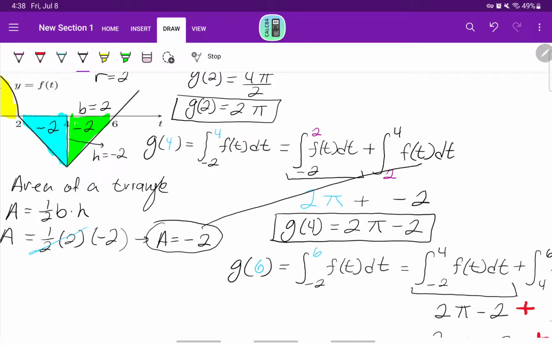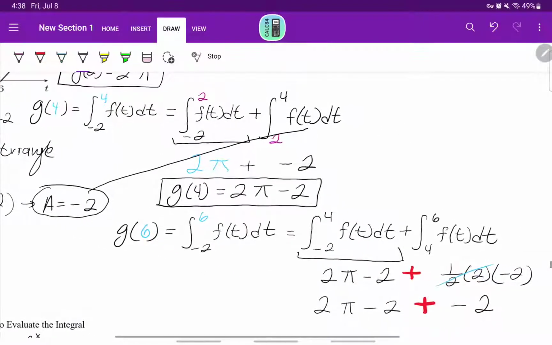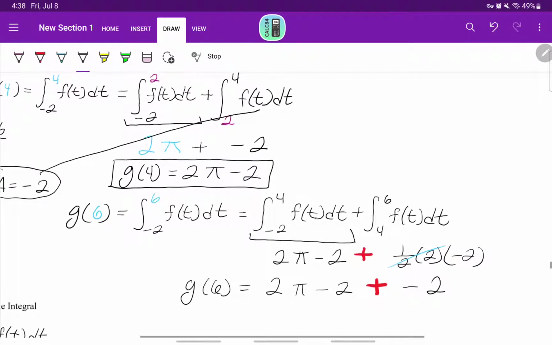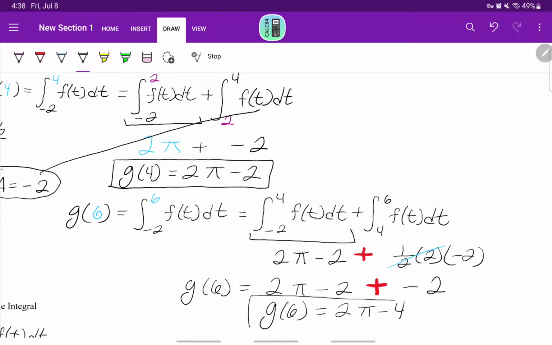So to find g of 6, 2 pi minus 2 plus -2. -2 plus -2 is -4. G of 6 equals 2 pi minus 4. And that is the answer.